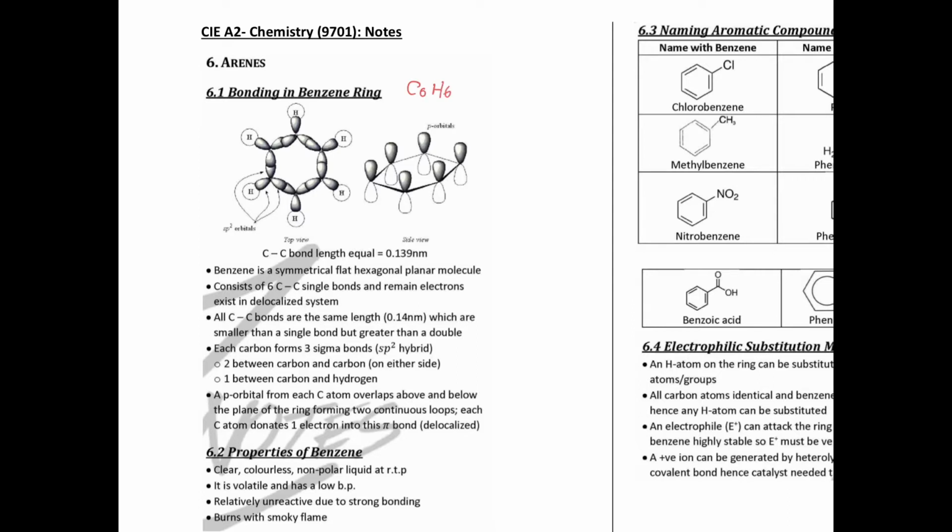C6H6. So 6 carbon. So where is it? I put a red dot on the diagram. The first one, the second one, the third one, the fourth one, the fifth one, and the sixth one. So the red dots that I showed are the carbons, and the hydrogens, you can see them in the diagram easily. There are 6 of them also.